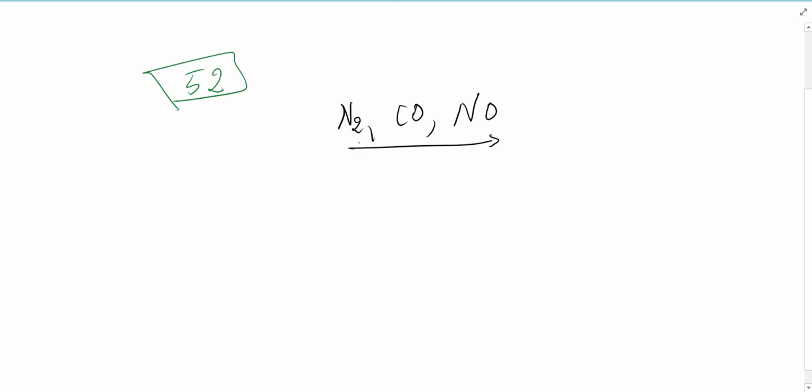Okay, so the first problem is problem 52, and it's a challenge problem. In this problem it says a colorless, odorless gas in a tank needs to be identified. The gas is either nitrogen gas, N2, carbon monoxide, CO, or nitrogen oxide, NO. So we know it's a diatomic gas, basically one of the three.